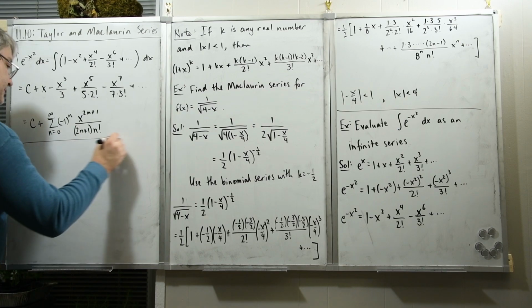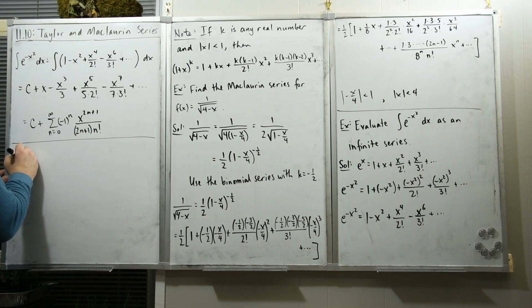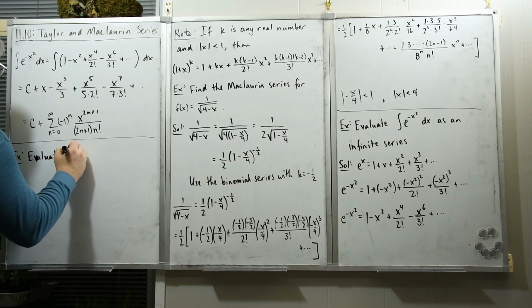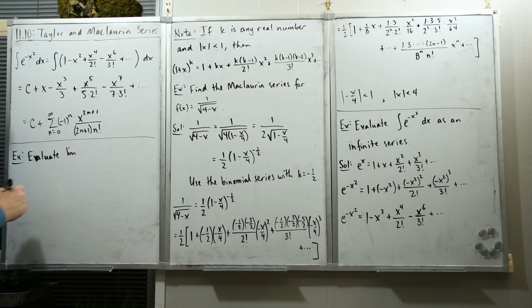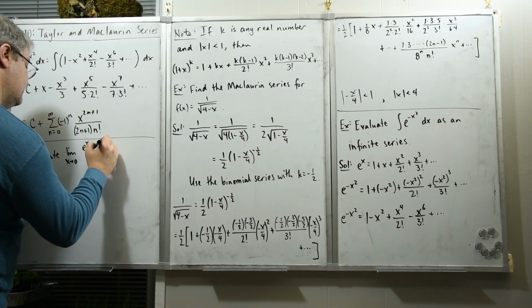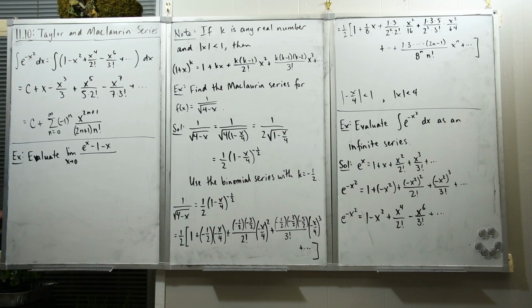All right. So let's take a look at the following. Let's evaluate the limit as x approaches 0 of e to the x minus 1 minus x over x squared.